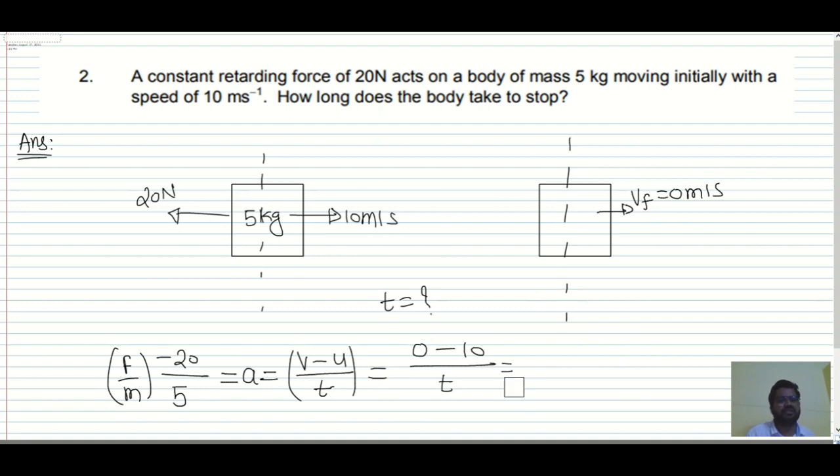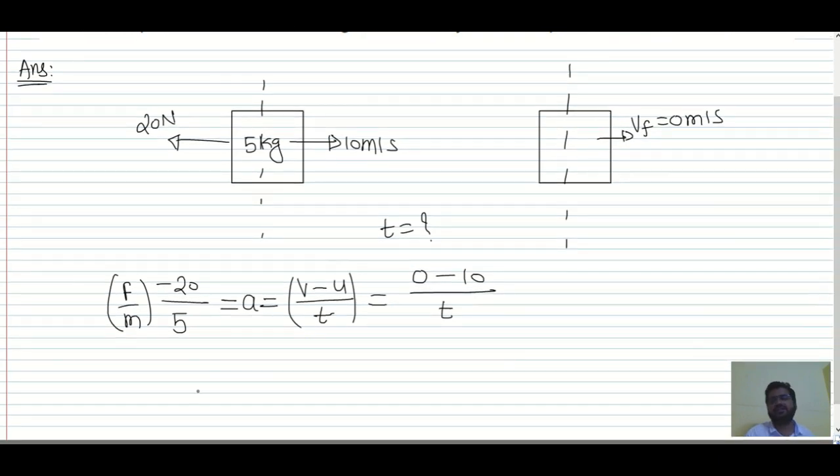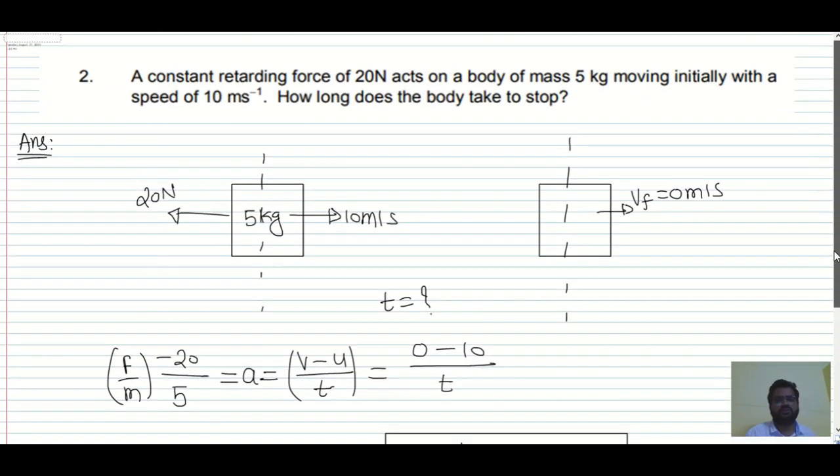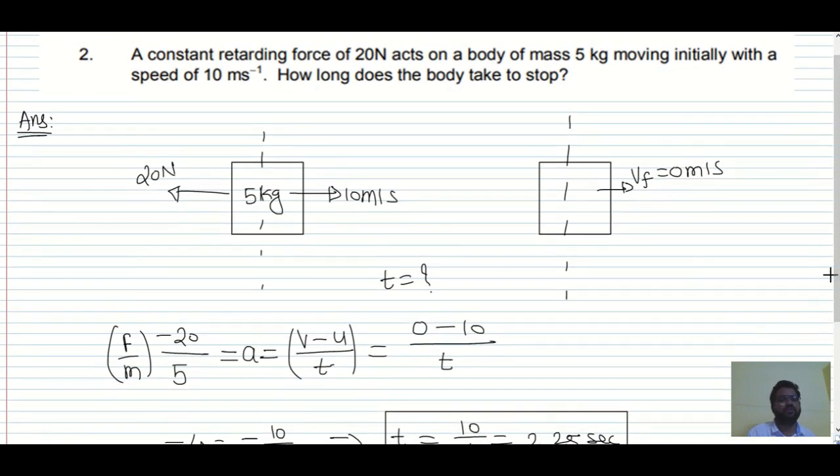So I hope this is clear, right? So this is the application of all the formulas, right? So over here you will get minus 4 is equal to minus 10 divided by t. So from this, time t is equal to 10 divided by 4, and that is equal to 2.5 seconds. So this is the answer for the second question. So these questions are very simple if you solve these questions from the basics, right? So if you have the basic knowledge of laws of motion, you can solve these questions with ease, right?